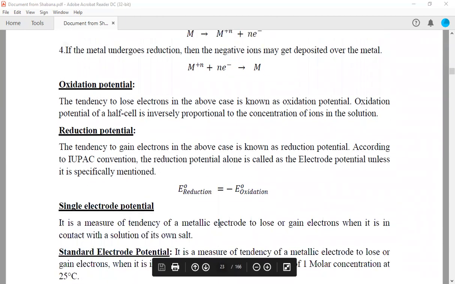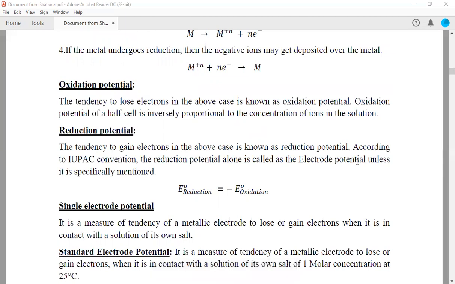Next, coming to the single electrode potential. What is single electrode potential? It is the tendency of a metal either to lose the electron or gain the electron when it is in contact with a solution of its own salt. That is called single electrode potential.